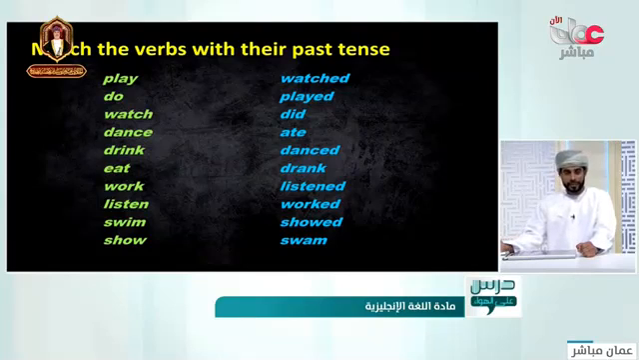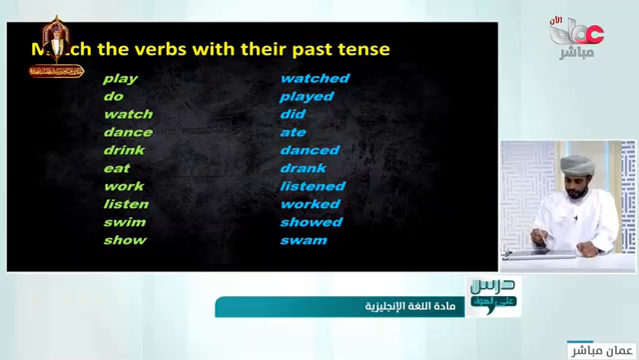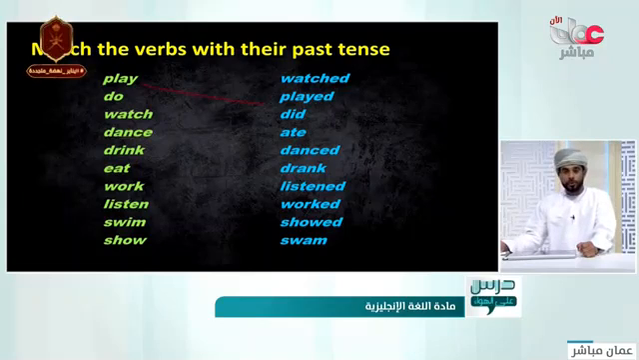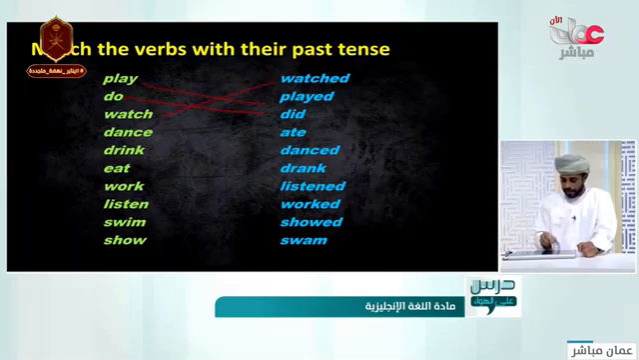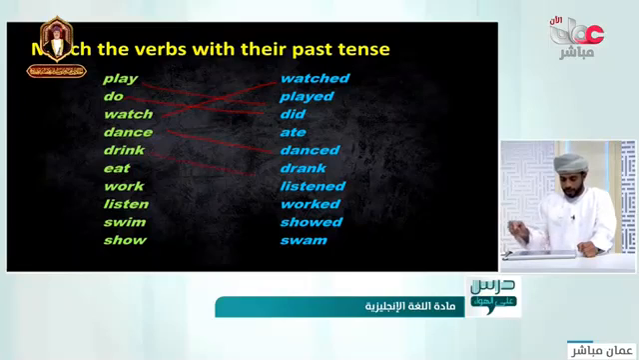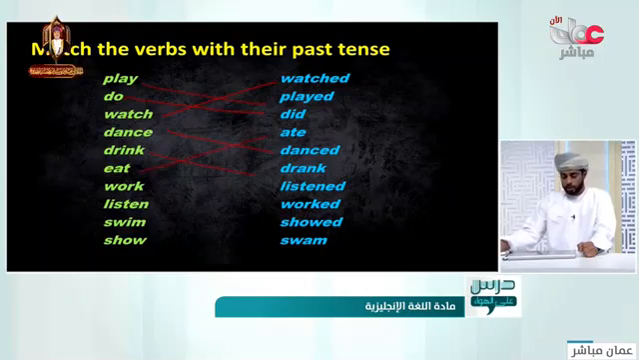So let's start with the first verb, which is play. Play, played, exactly. What about do? Exactly, did. Watch, watched. Nice. What about the verb dance? Danced. Nice. Drink, drank. Very nice. The verb eat, ate. And work, worked. Good.